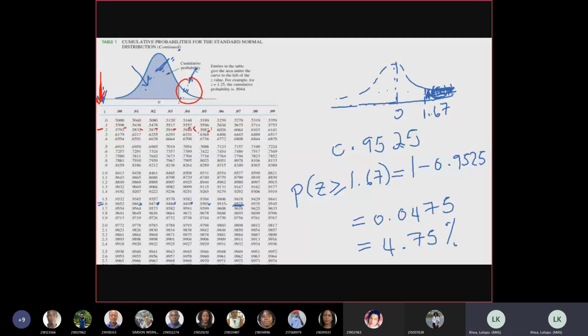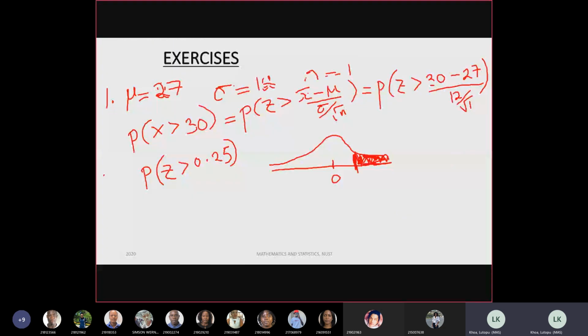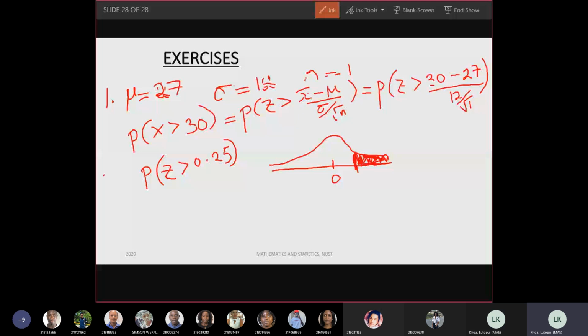Okay, so we said when we read this from the table, we get 0.5987. But what we are looking for is not the shaded area in the table, but it's 1 minus that. So we want the probability that Z is greater than 0.25. This is equal to 1 minus 0.5987.